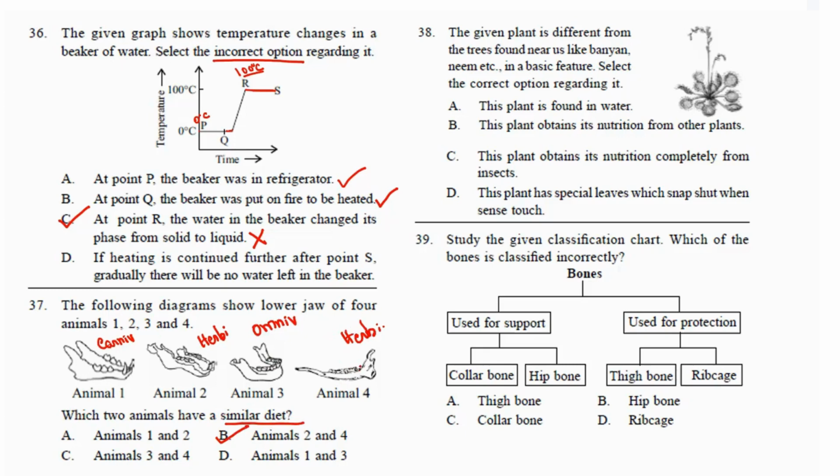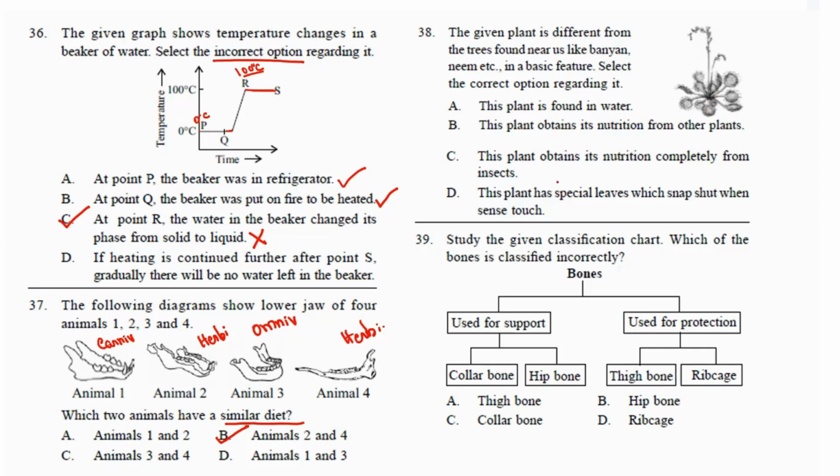Coming to question number 38, the given plant is different from the trees found near us like banyan, neem, etc. in a basic feature. Select the correct option regarding it. So here we can see this is a plant, let's see the options. This is a plant, it is not similar to banyan and neem. Why? Because the banyan and neem are the tall trees. So these are not a tree, right?